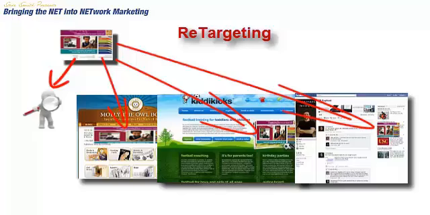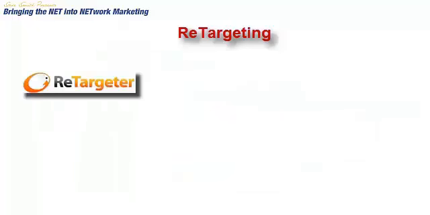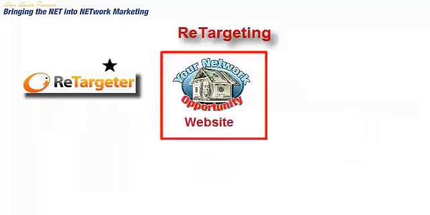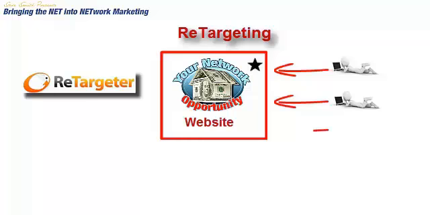Now, here's how it works. You sign up for a retargeting provider and they place a small unobtrusive piece of code on your website. Now, this is sometimes referred to as a pixel. Every time a new visitor comes to your blog, website or landing page, that code drops an anonymous browser cookie on their computer. It's almost like a small invisible tracking device.